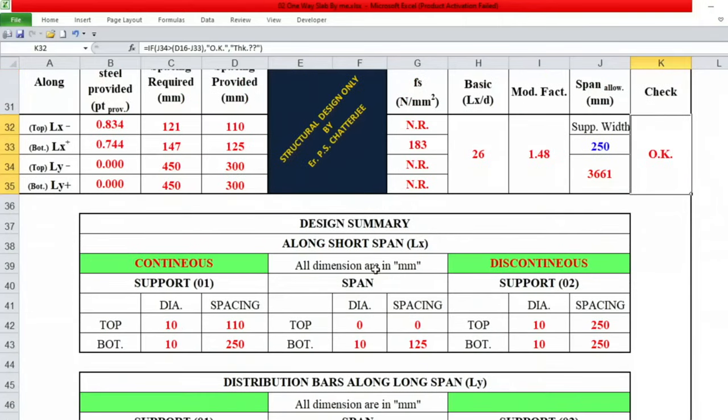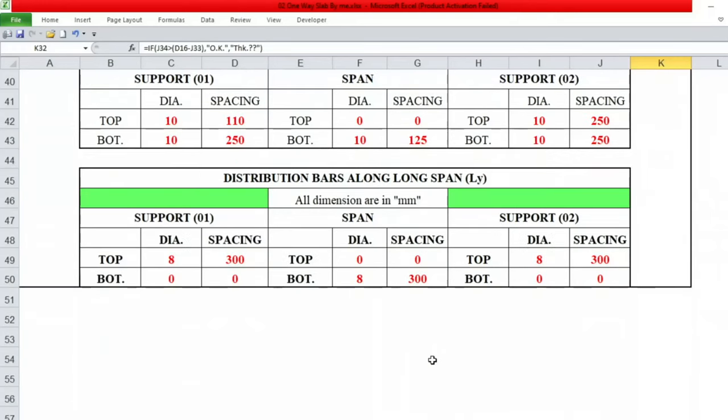In the longer direction, we have to provide the distribution bars. The distribution bars should not be less than 8 mm dia, and the spacing we have to provide is not more than 5 times the effective thickness of the slab, or 450, whichever is the lesser value among these two values.